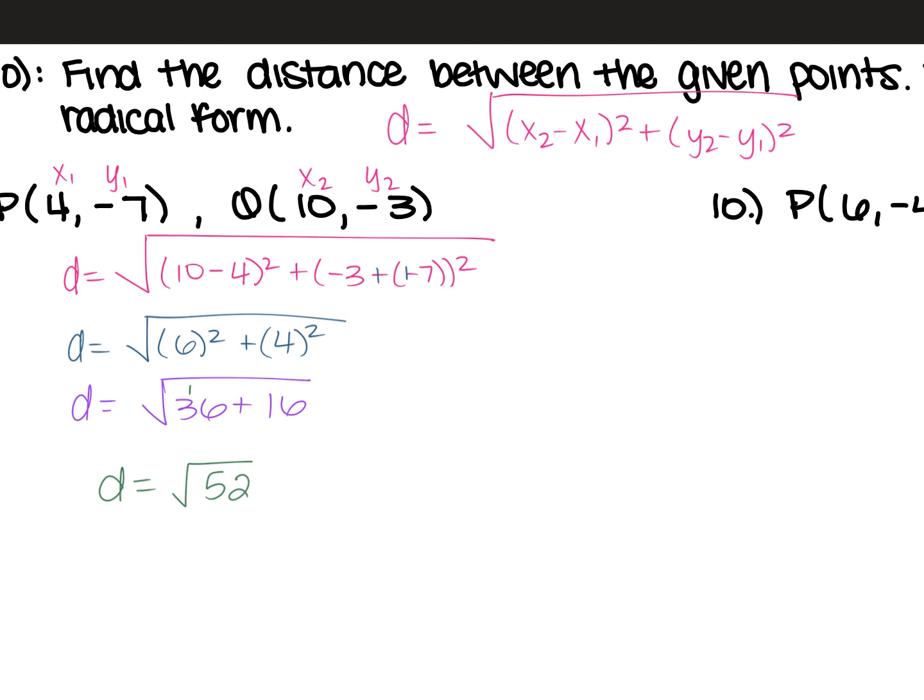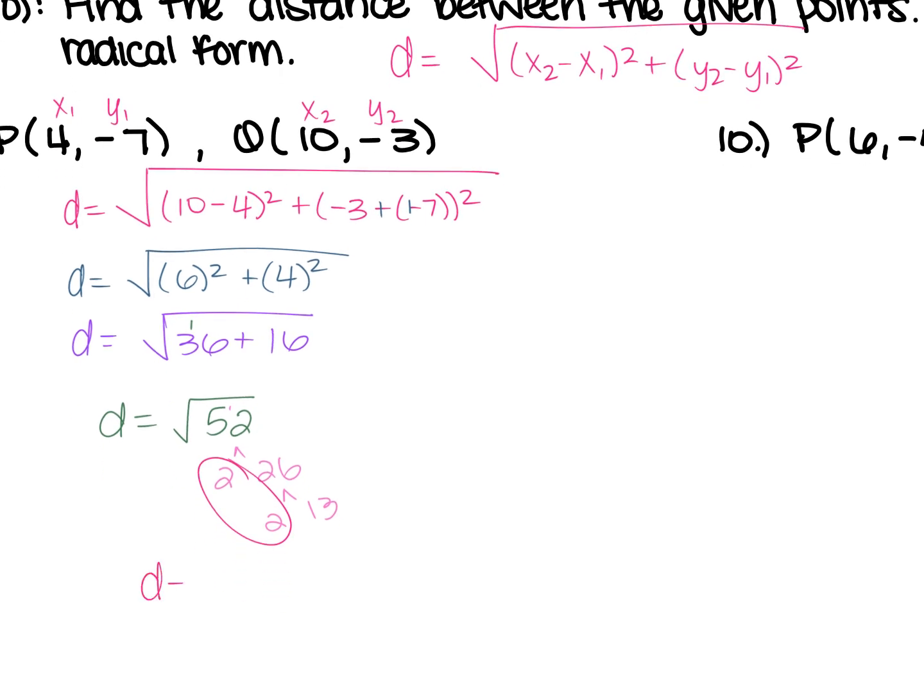If you're not sure if the square root of 52 simplifies, divide it by 2 since it's an even number. 2 goes into 5 twice with 1 left over. 2 goes into 12 6 times. 26 is also an even number, so 2 goes into that evenly with 13. Your two 2's pair up, so that means that your distance is 2 square root 13.